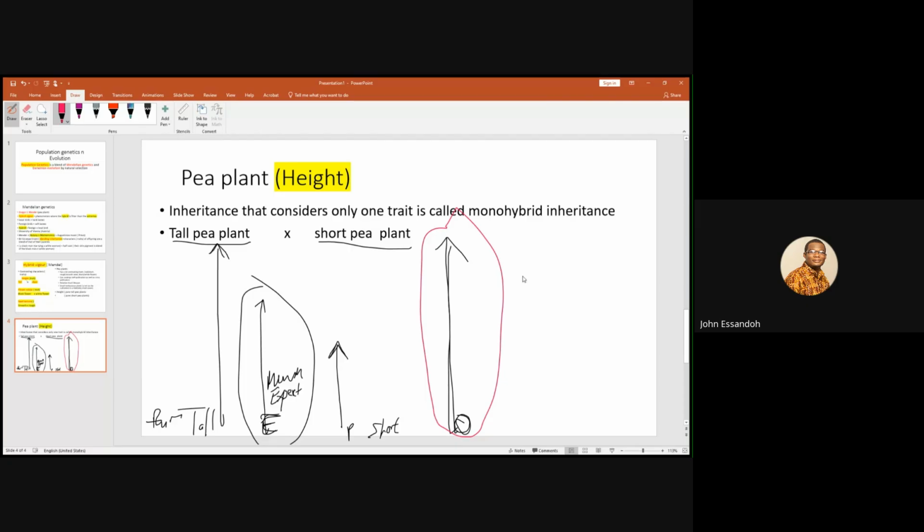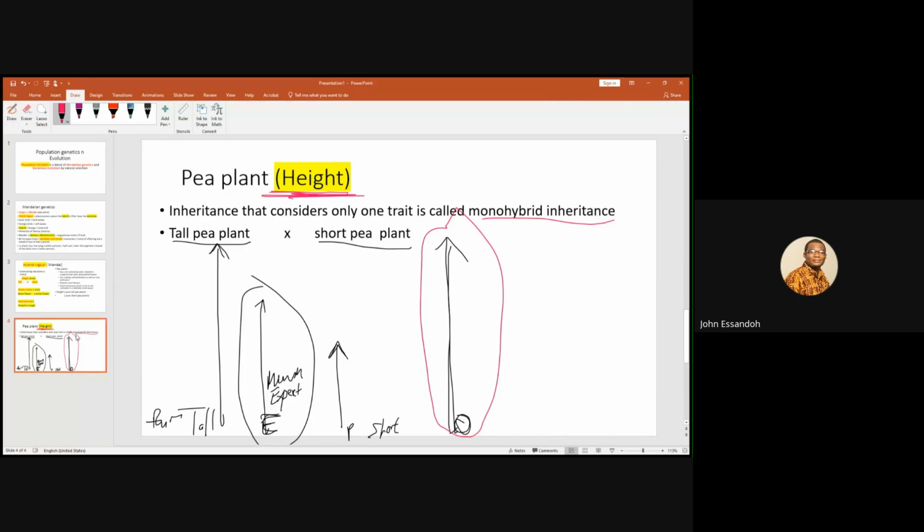Wow. He was taken aback. What is actually going on? Okay. And do you know something? He repeated this one for 6 more traits. You see, this one is height. I'm considering one trait, height. I'm doing monohybrid inheritance. We are considering just the one trait, height. And he actually replicated that for 7 other traits.